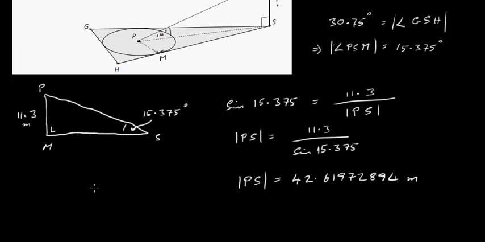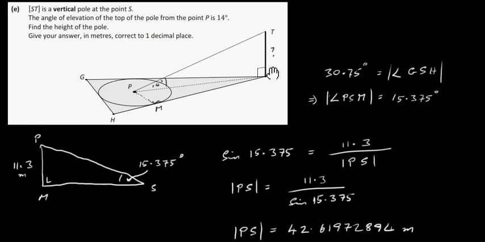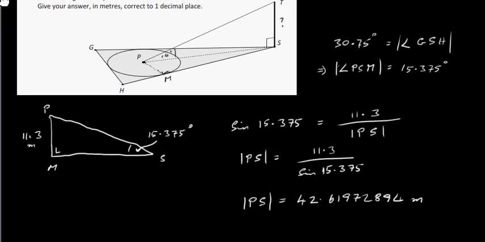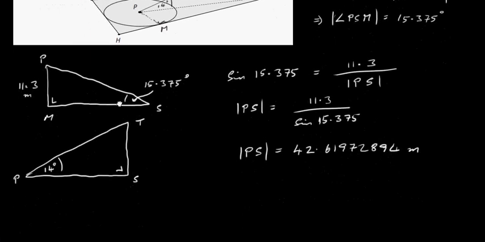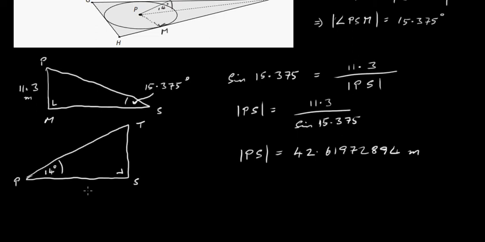Okay, so now I'm going to look at this vertical triangle here. I'll just draw that first of all. So we have a triangle that looks like this. Right angle here. We know that this is 14 degrees. We were told that in the question. This is P here, this is S, and this is T up here. Now we've just worked out that this side here, PS, is 42.6197 and so on meters. We probably don't need all those decimal places, but we'll use them anyway.